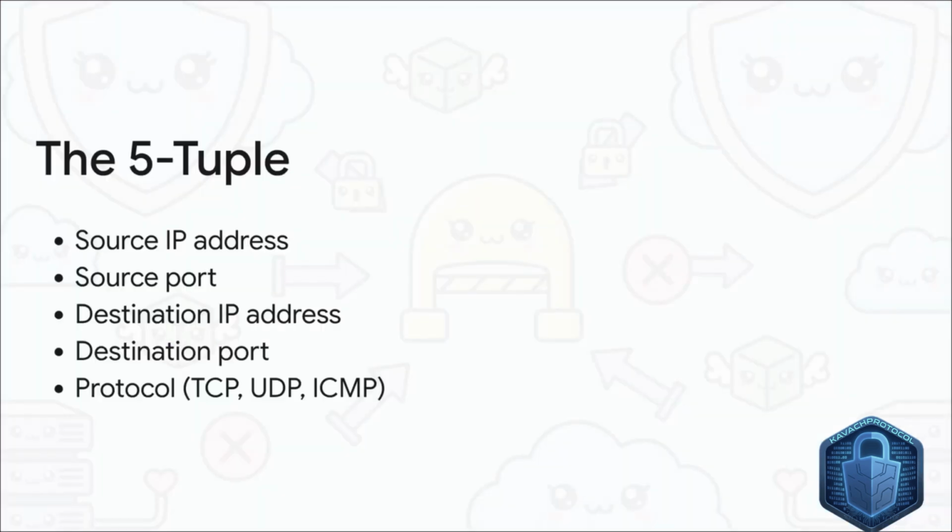You see, every single packet of data that comes through gets inspected against these 5 key pieces of information. This is what we call the five-tuple. It's the source and destination IPs, the source and destination ports, and the protocol it's using, like TCP or UDP. It's literally the who, where, and how for every single connection.